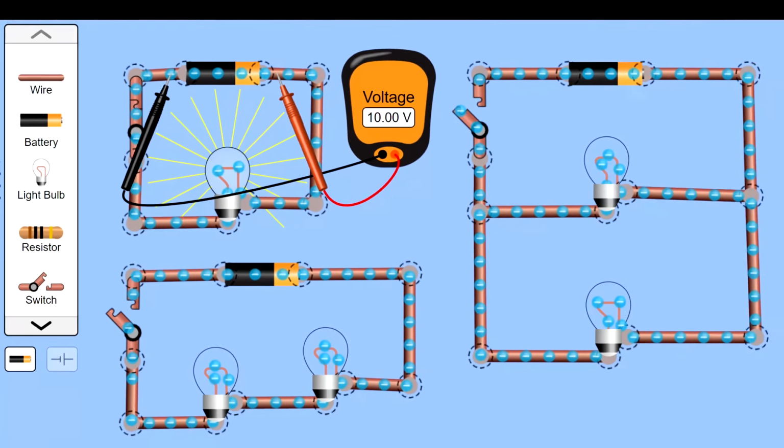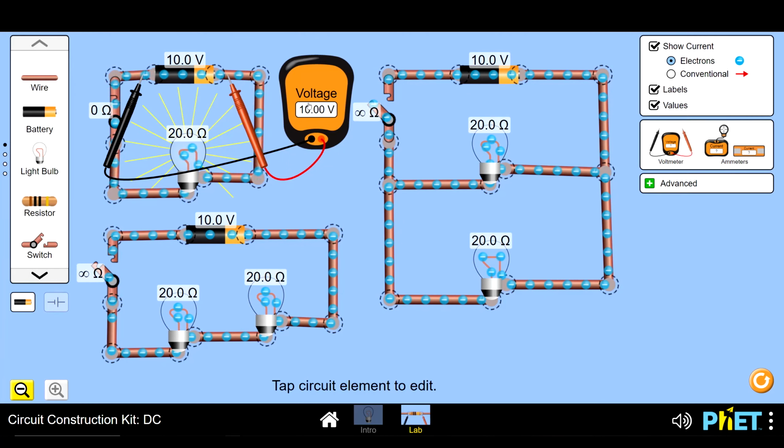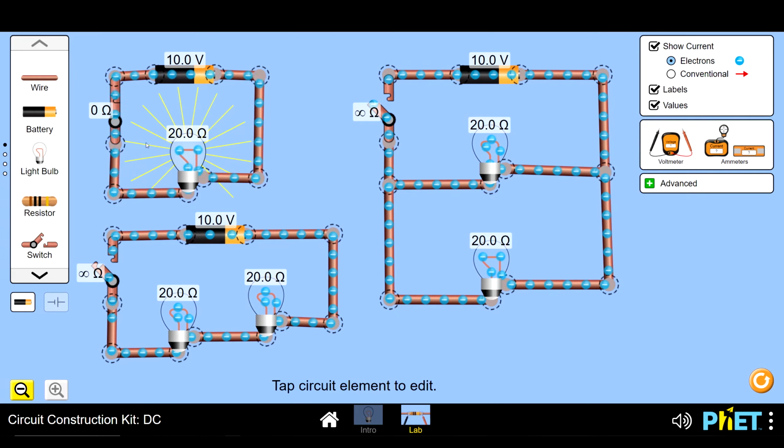If I click on the values button in the simulation, we can see that that's a correct measurement of how many volts this battery is putting out. Now, putting away my voltmeter for a moment, if we look at any of these circuits that I've built, we can see that every battery has 10 volts of voltage to give to the circuit, and we can also see that each light bulb has 20 ohms of resistance. That's like a toughness factor of how difficult it is to move through those bulbs. So as we move along, just keep these numbers in mind. Each battery is 10 volts, and each light bulb is 20 ohms.